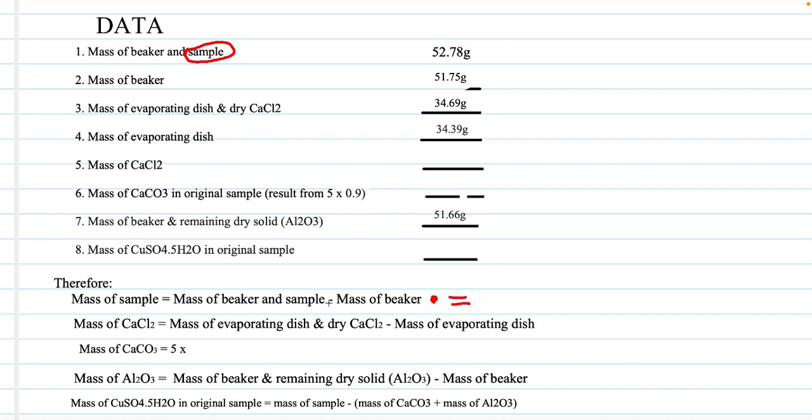So therefore, the mass of the sample will be the mass of the beaker and sample, which is 52.78, minus the mass of the beaker when it is empty, which is 51.75. So this becomes 52.78 minus 51.75. Now the answer here is 1.03 grams. All right, so the mass of the sample is 1.03 grams.